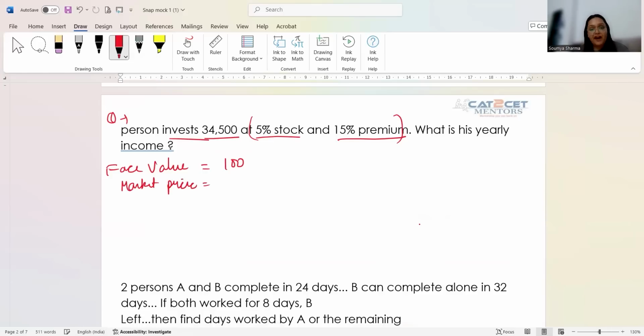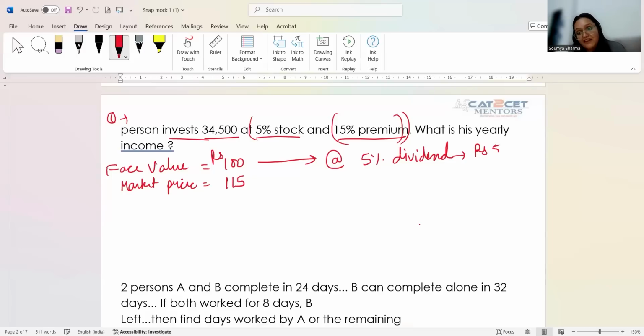Our market price is defined as 15% premium. Every stock gets a premium amount also. So 15% of this will be 115. Got it? Now at 5% stock, that is at the rate of 5% dividend, if my face value is 100 rupees, I will get 5 rupees per share, and my market price of a share is 115. I invested 34500, so how many shares? 300 shares.